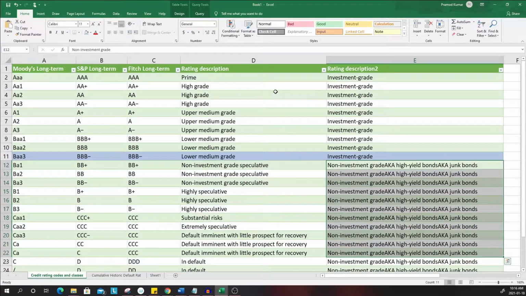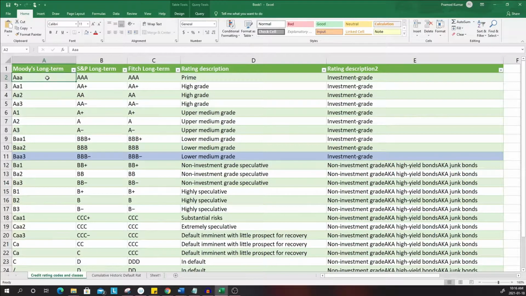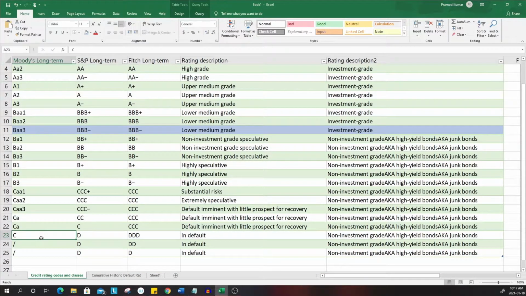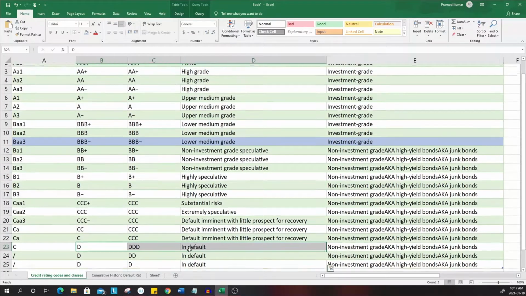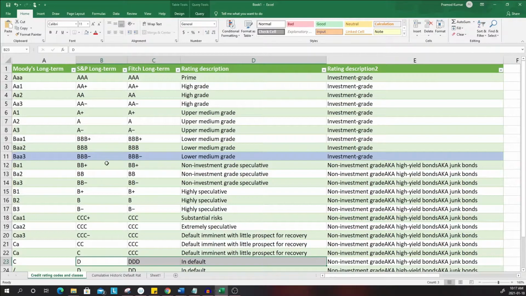So the odds of default get higher the lower we go with these ratings. The triple A is the highest rating and the C is the lowest rating. If it's D, this means it has already defaulted. So that's not good.